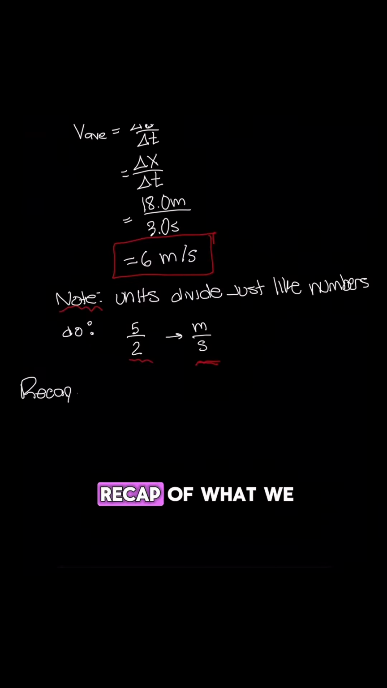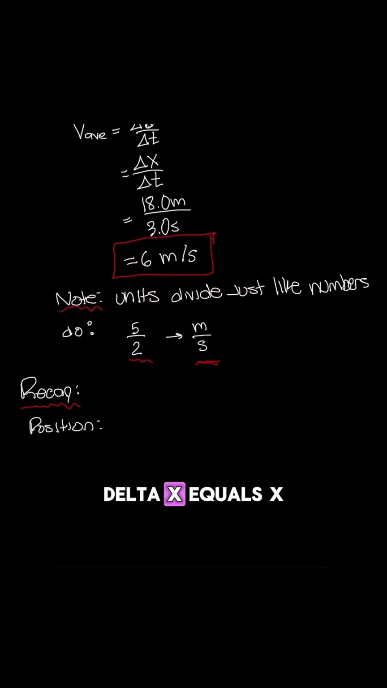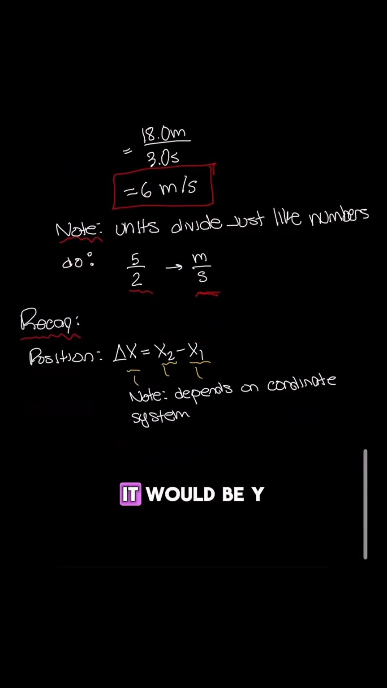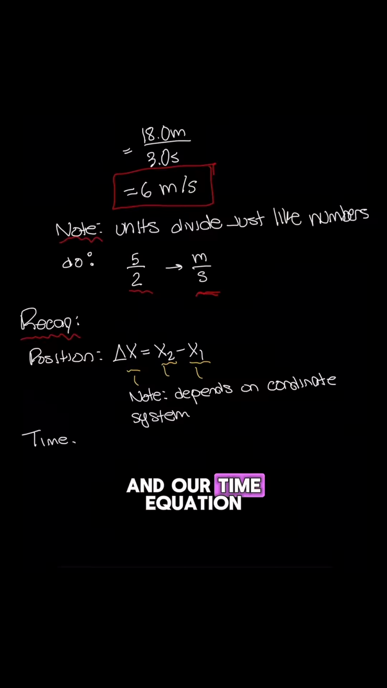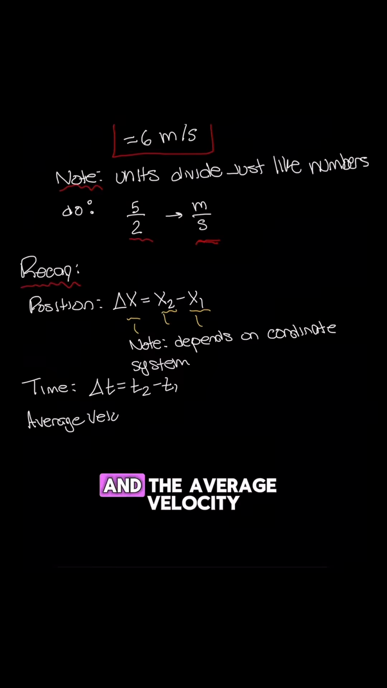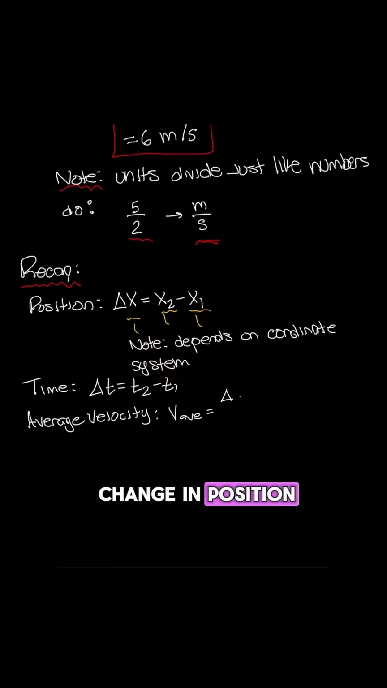Just a general recap of what we went over. For position, delta x equals x2 minus x1. I want to note that our variable x depends on our coordinate system, so it can be y, and it would be y2 minus y1. And our time equation, the change in time, is equal to t2 minus t1. And the average velocity is going to be the change in position divided by the change in time.